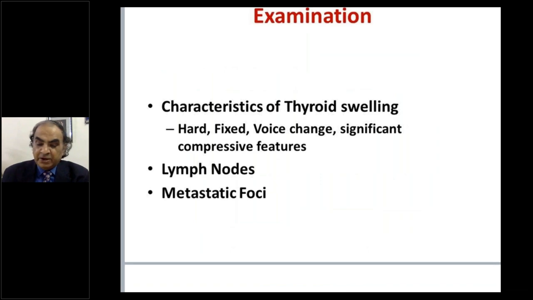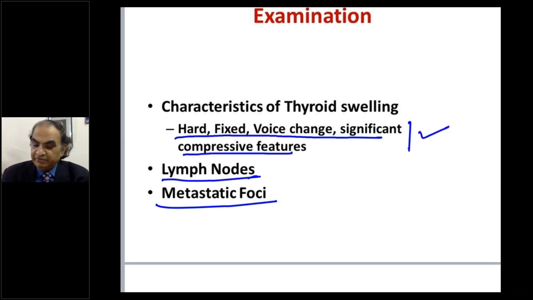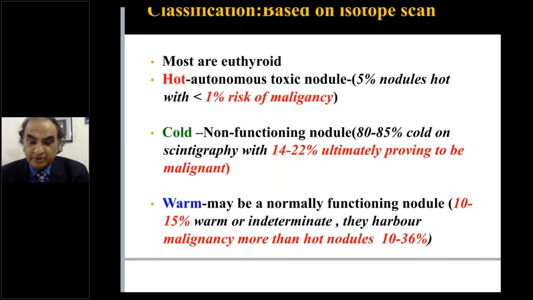On examination, I'm repeating the triple assessment, so please pay attention. Hard, fixed, voice change, significant compressive features would go in favor of malignancy. Lymph nodes go in favor of malignancy, and metastatic foci will go in favor of malignancy. So you should be paying attention to that.